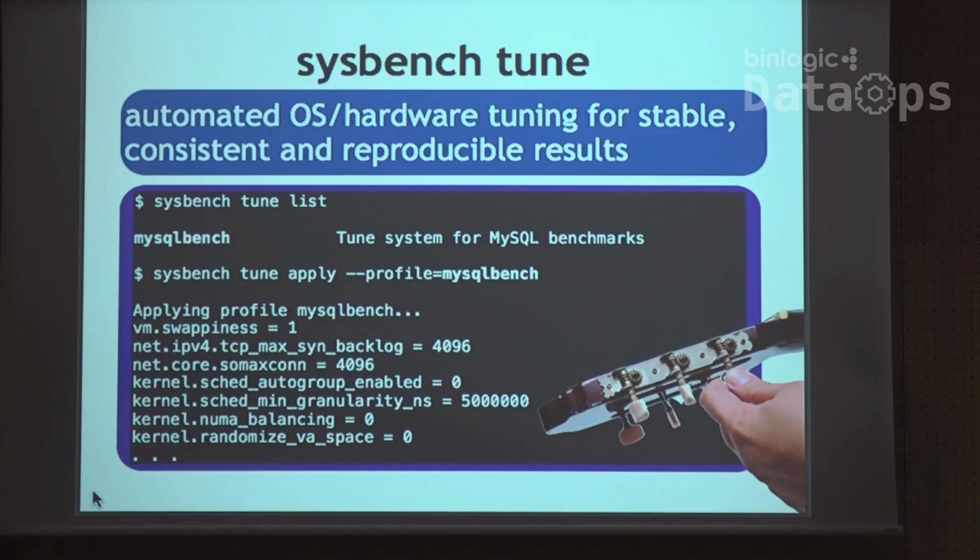And previously, I had a bunch of shell scripts that I ran before executing benchmarks. And now I just decided to re-implement them as a Sysbench extension and make it available for everyone. So this is how it looks like. You can get the list of available tuning profiles, and the only available tuning profile at the moment is called mysql_bench. And then you can apply that profile, and basically, if you execute these commands, it will start applying all kinds of operating system tuning to get stable benchmark results.